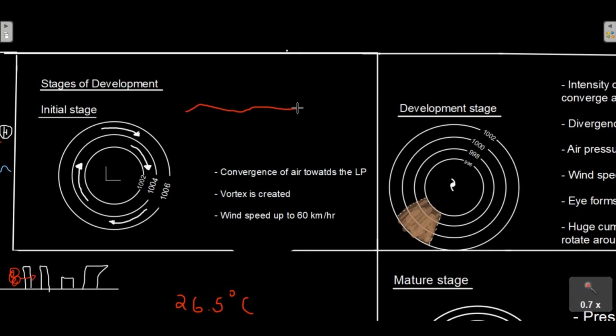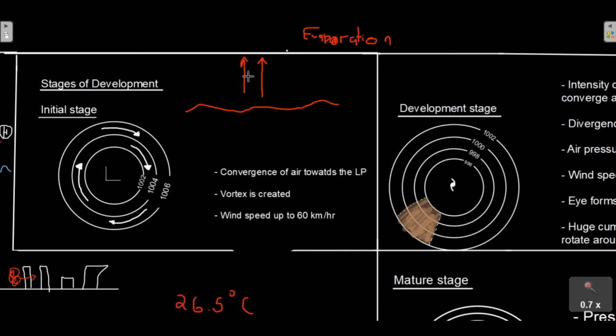Okay, it must be warmer than 26.5 degrees Celsius. And so if it is warm, then this means that evaporation will occur. If evaporation occurs, that means that we are going to have warm, moist air. So we'll have warm, moist air, and warm, moist air tends to do what? Tends to rise up. So now we'll have warm, moist air rising up.